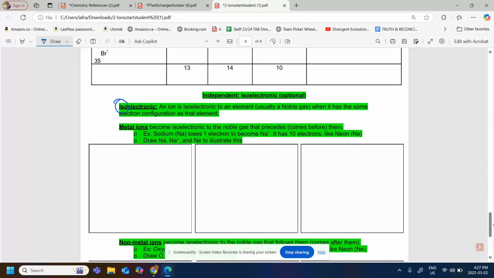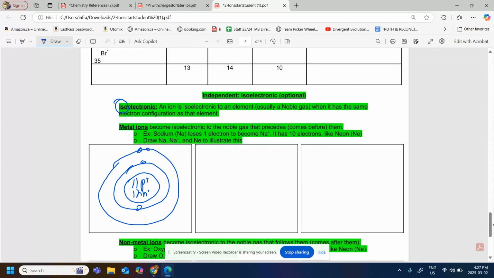So let's take a look at sodium. Sodium, if you were to draw out its Lewis structure, or its Rutherford diagram, has 11 protons and 23 minus 11, 12 neutrons, and it would have 11 electrons. So 2, 8 on the second, and then 1 on the last.